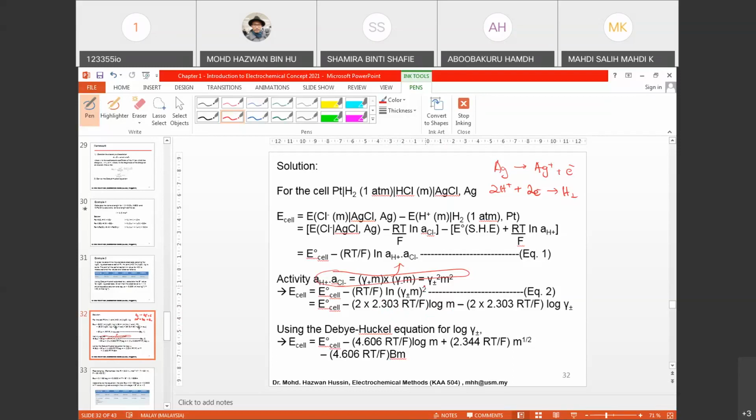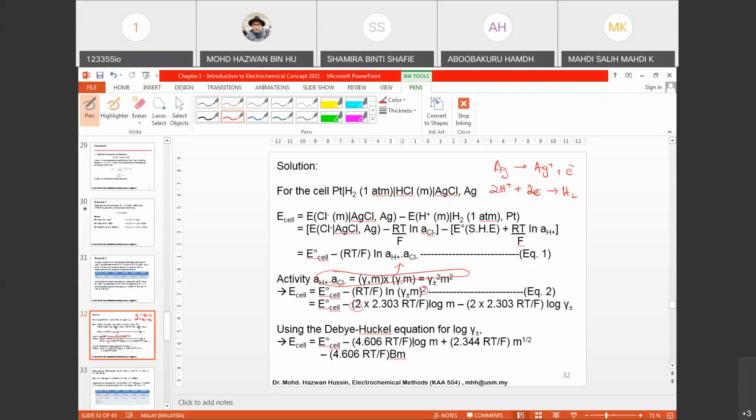The 2 is coming from here, because when I factorize it, since it is gamma plus minus squared and m squared, it will be a power of 2. So when you change it, this is all mathematical representation as well, so I just multiply it with 2. For those wondering where this 2 comes from, it is coming from the power.